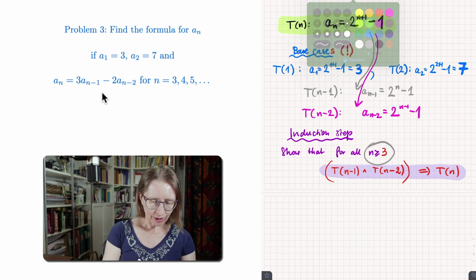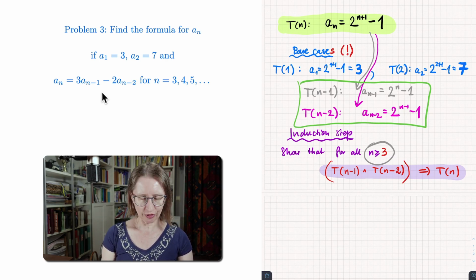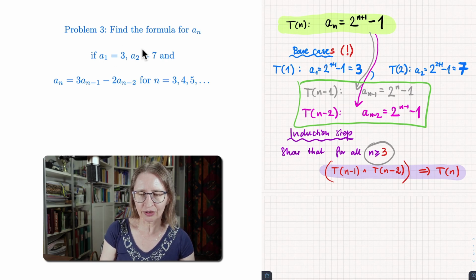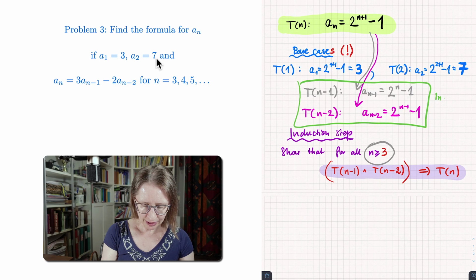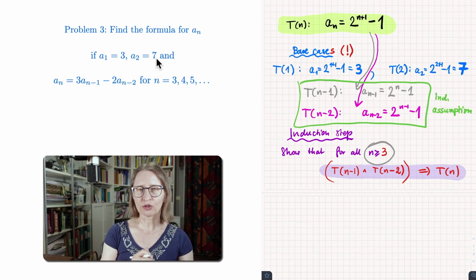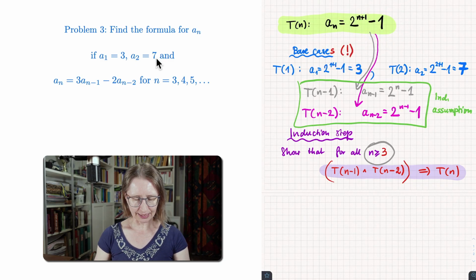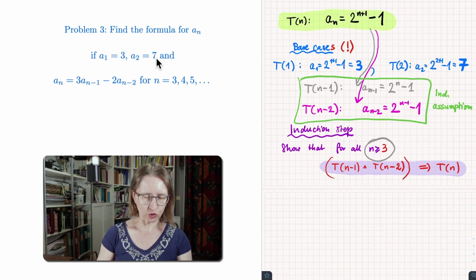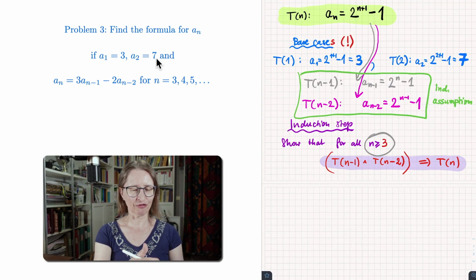So now, this will be our induction assumption. So we assume that these two are true for some n which is greater than or equal to 3. And we know that we have some starting points, right? For which the hypothesis is true. So this is our induction assumption, that these two are true. And now we have to show that with these assumptions, T of n is true. And T of n is this formula in green, which you have above on my iPad.